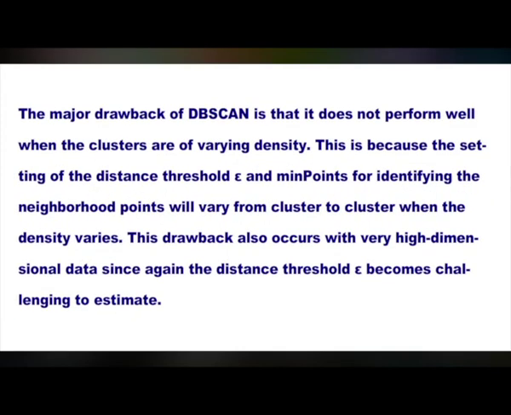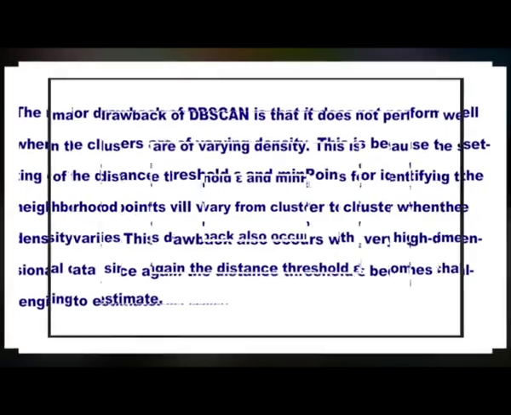The major drawback of DBSCAN is that it does not perform well when the clusters are of varying density. This is because the setting of the distance threshold epsilon and min points for identifying the neighborhood points will vary from cluster to cluster when the density varies. This drawback also occurs with very high dimensional data, since again the distance threshold epsilon becomes challenging to estimate.